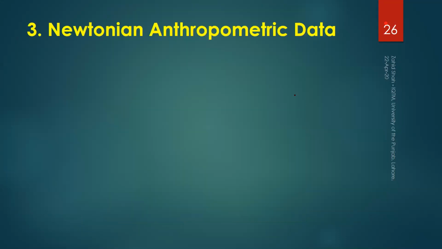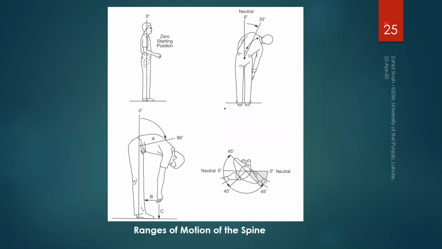And finally, another example of your functional data is this for your trunk. So again, this is the neutral posture, this is the frontal plane. So side bending up to 35 degrees is possible, forward bending up to 80 degrees is possible, and rotation on either side up to 45 degrees is possible. So this type of data is very useful in designing the workspaces as well as the tasks to avoid stress on the human body and musculoskeletal disorders as well.